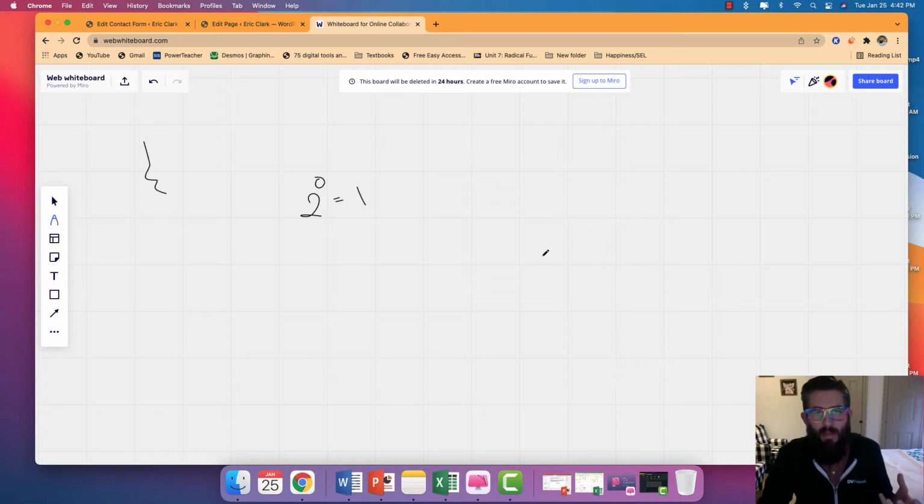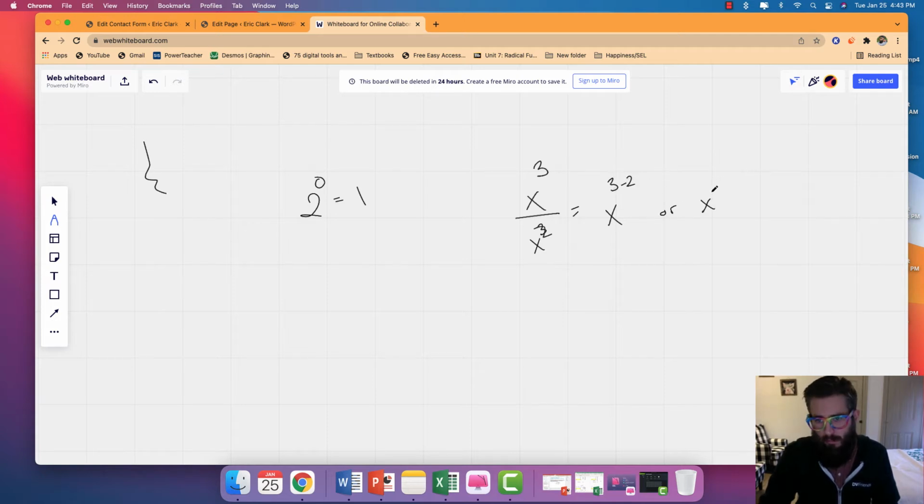Now, I couldn't really unpack this on the phone because I wanted to make a connection to the quotient rule, and the quotient rule is not something that the kiddo had seen before. So essentially the quotient rule is this: when you divide numbers with the same base, you subtract their exponents. So here I have x cubed over x squared. That's x to the 3 minus 2, or x to the first power.